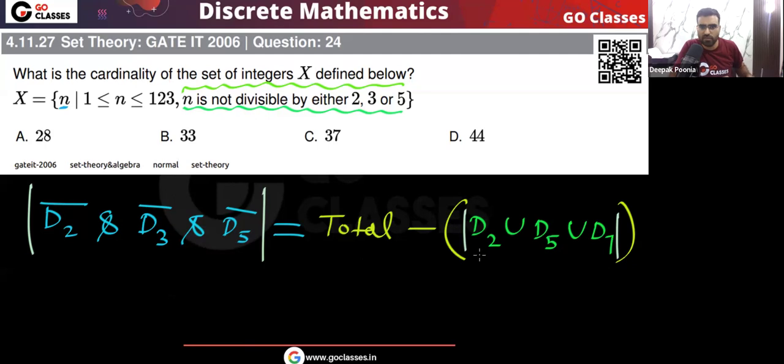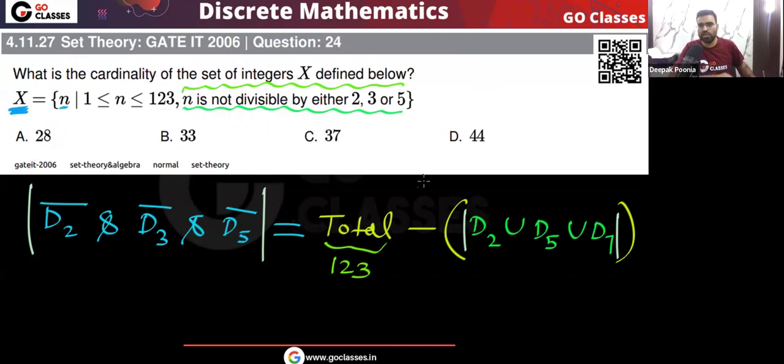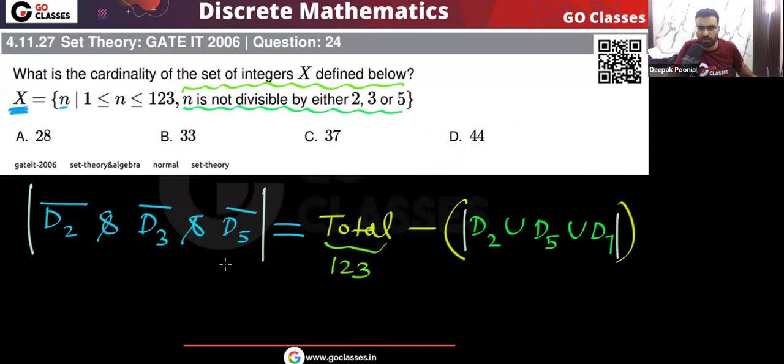Okay, so here you can see what this value will be. The total you already know, from 1 to 123. That is, total is 123 values. The question is asking, we need the size of x, meaning how many values n are there from 1 to 123, which are not divisible by 2, not divisible by 3, and not divisible by 5. Basically, those values which are not divisible by any of them. So that will be equal to total, that is 123, minus those which are divisible by at least one of them.